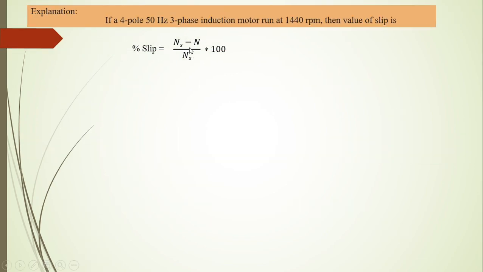Here Ns is equal to 1500 and N is 1440, so (1500 - 1440) divided by 1500, into 100, and it is equal to 0.04 into 100. To get the percentage of slip, the 0.04 should be multiplied by 100, so it gives the value of 4%. The right answer is 4%. If a 4-pole 50 Hz 3-phase induction motor runs at 1440 rpm, then the value of slip is 4%.